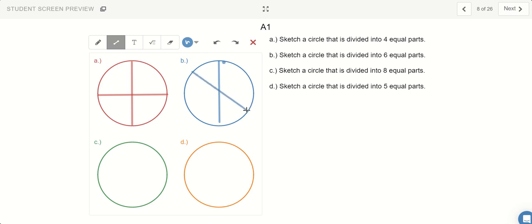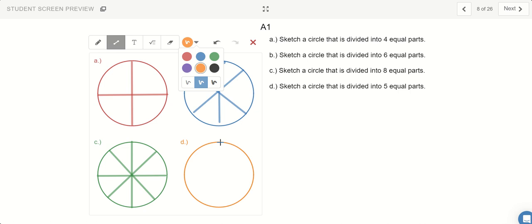Let's do here and here. All right, dividing into 8 segments. Let's switch to green. 1, 2. Cut this in half. Cut this in half. And divide this into 5 parts. Close enough.